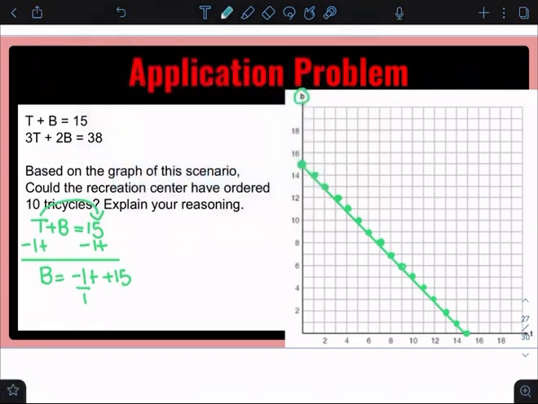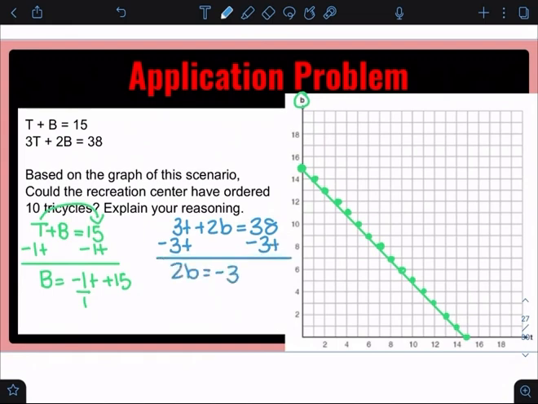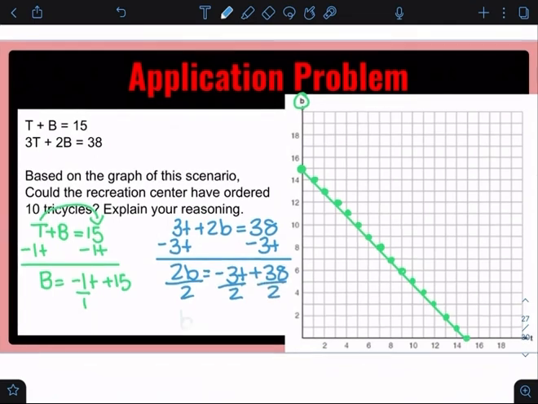Now let's look at this next one, the number of wheels equation. 3t plus 2b equals 38. We need to get b by itself. So to get rid of 3t, we're going to subtract 3t, which would give us 2b equals negative 3t plus 38. And now to get rid of that 2 is being multiplied by b, so we're going to divide by 2, and we'll get b equals negative 3 over 2t, and then 38 divided by 2 is 19.